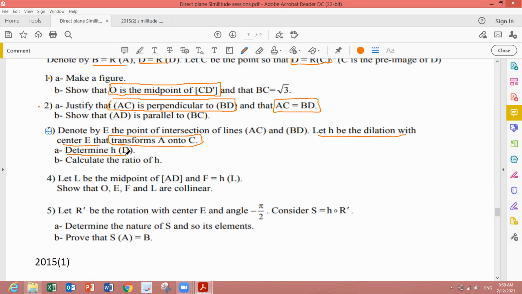We are not asking for characteristics; we want to find H of D. What does it mean that H of A is C? The angle is 180. H of A equals C. What is the definition of dilation? H of A equals C means vector EC equals K times vector EA. Okay, Haikaz. Yes. So K equals how much? EC over EA. What am I finding the image of now? I want to find the image of D.